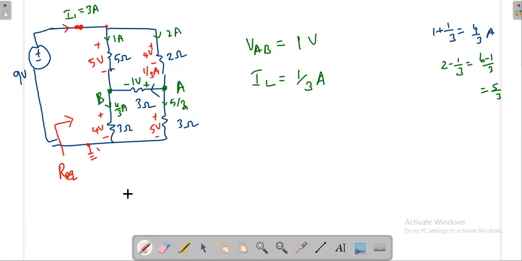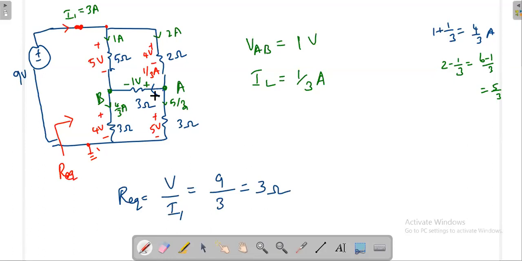Very simply, R equivalent is equal to the voltage that I have applied divided by the current drawn from that voltage source. That is V divided by I1. That means 9 divided by 3 ampere, that is 3 ohms. So 3 ohms is the effective resistance of this network.